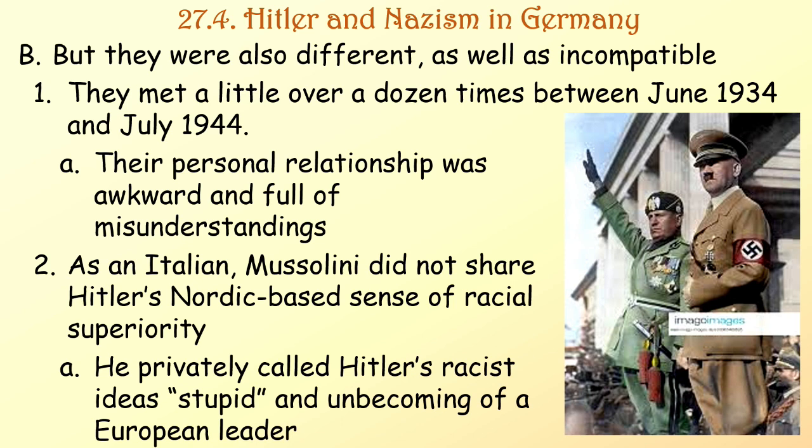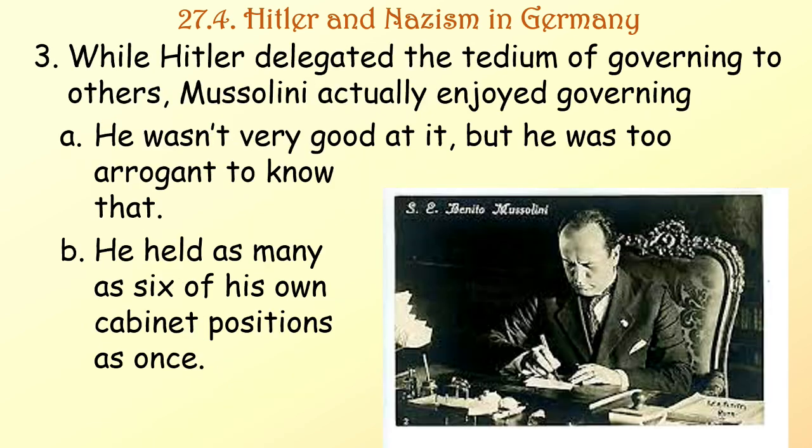But they were also different, as well as incompatible. They met a little over a dozen times between June 1934 and July 1944. Their personal relationship was awkward and full of misunderstandings. As an Italian, Mussolini did not share Hitler's Nordic-based sense of racial superiority. He privately called Hitler's racist ideas stupid and unbecoming of a European leader.